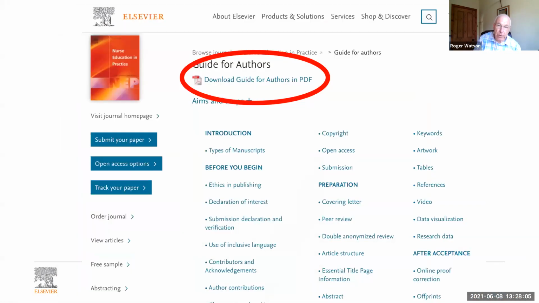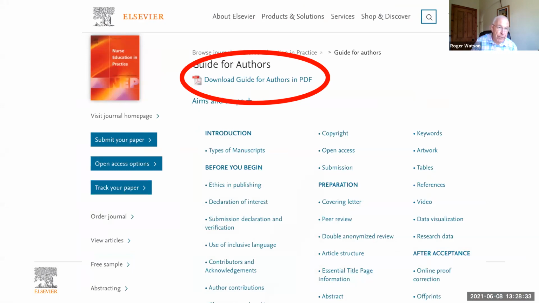And you can download the guidance for authors, but you can also check it online by clicking on all of these headings here. And every journal I know has a similar kind of system. But I would urge you, if you checked the guidance for a journal 6 months ago and you're coming back to that journal with another manuscript, please check the guidance again, because the guidance is constantly updated.